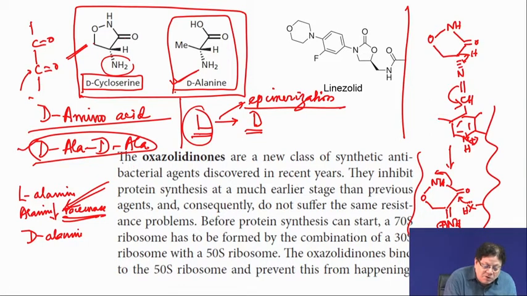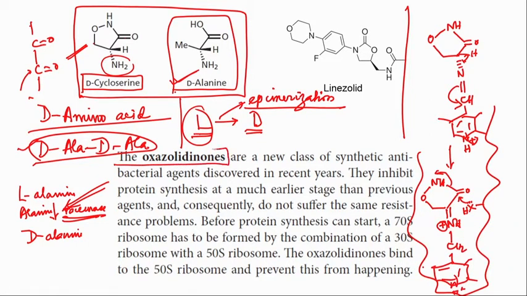There is another class of molecules which is quite recent, an entirely synthetic antibacterial compound. They are called oxazolidinones. I think they are one of the modern discoveries of antibacterial agents.